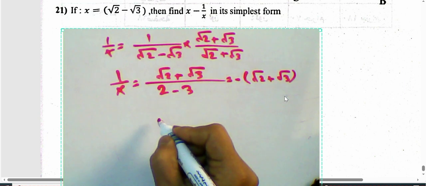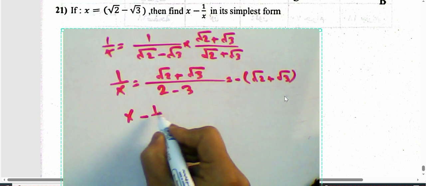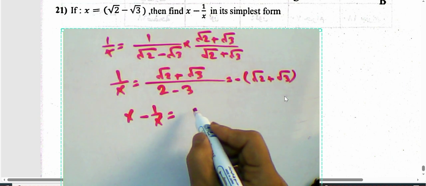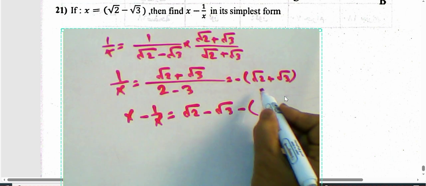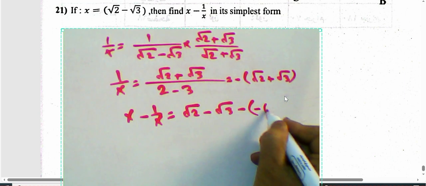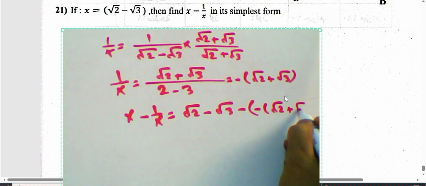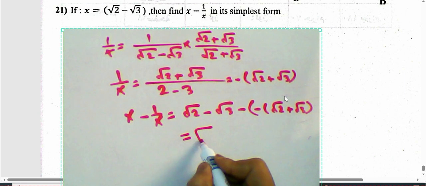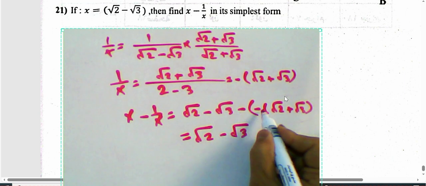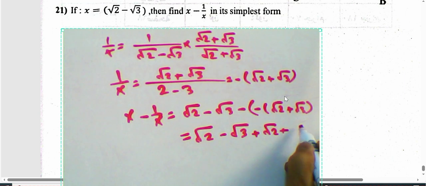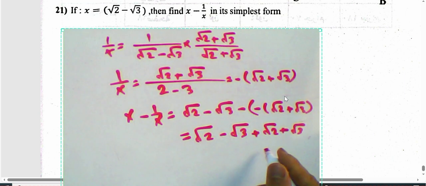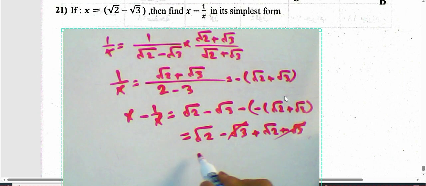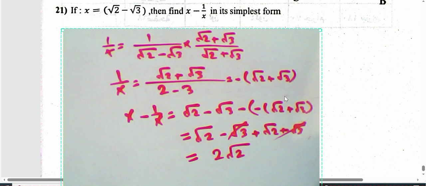Negative times root 2 plus root 3, it's 1 over x. Then we want to find x subtract 1 over x. The value of x was root 2 minus root 3, subtract 1 over x, which is negative times root 2 plus root 3. Then the answer will be root 2 minus root 3, negative times negative is positive, then it will be root 2 plus root 3. Or you can invert and change the sign, it will be positive. Okay, then you can simplify together, cancel, and root 2 plus root 2 equals 2 root 2. Okay, then that's the simplest form of this example.